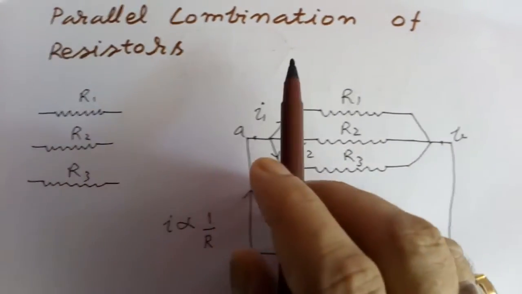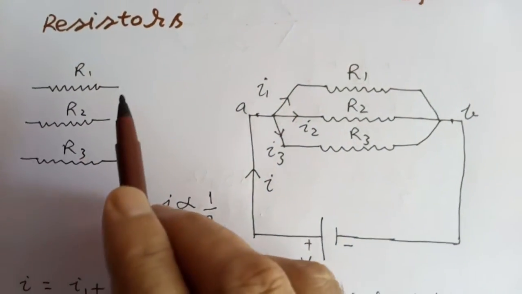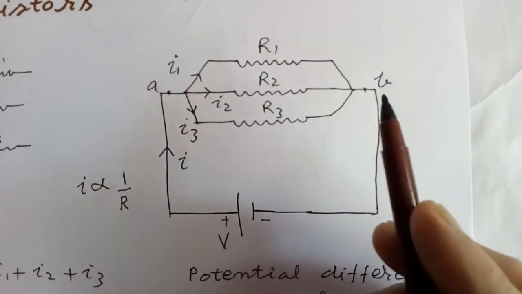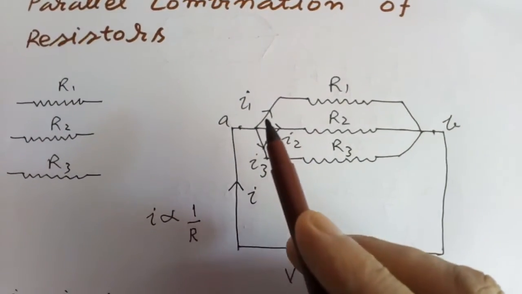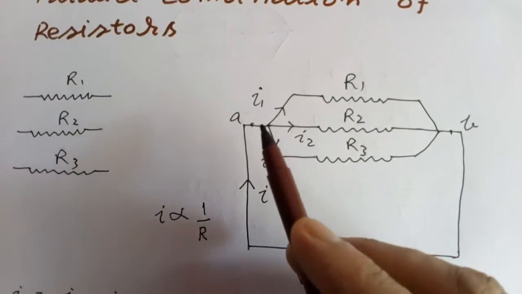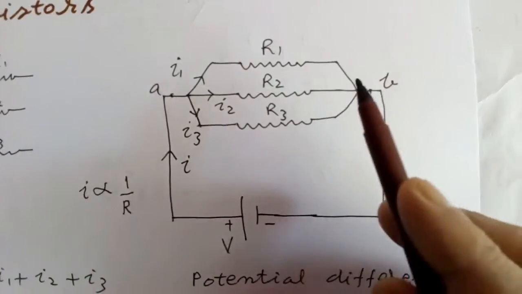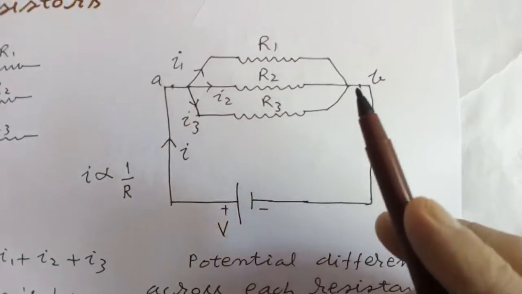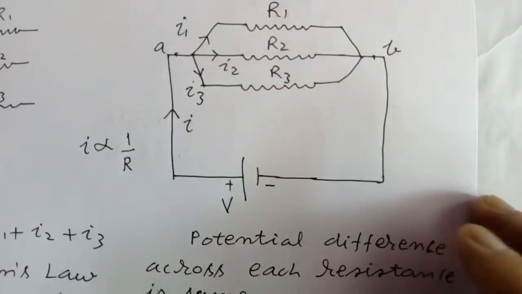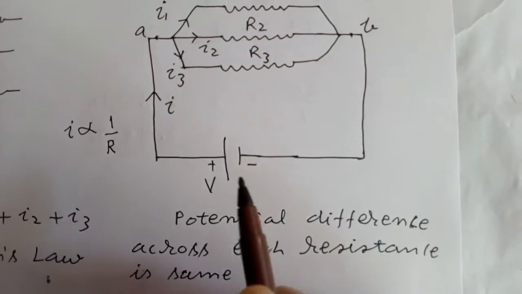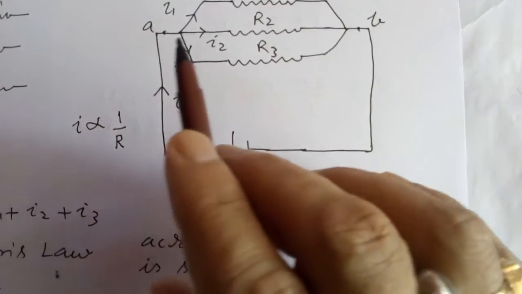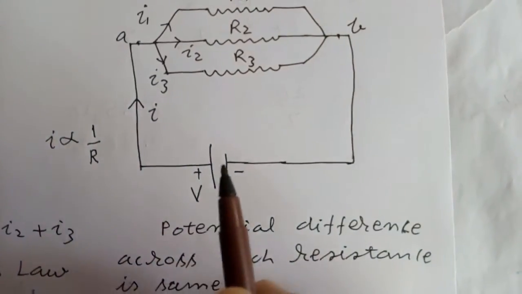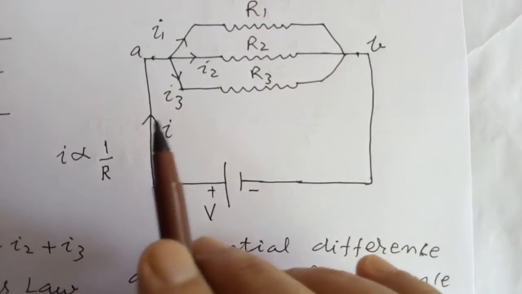Now parallel combination of resistors. Suppose these are three resistances R1, R2 and R3, and we connect it like this, means one end of each resistance to a common point A and other end to other common point B. Now what is equivalent of this? So we will evaluate formula for that. Connect a cell so that potential difference across each resistance is V and current given by cell is suppose I ampere.